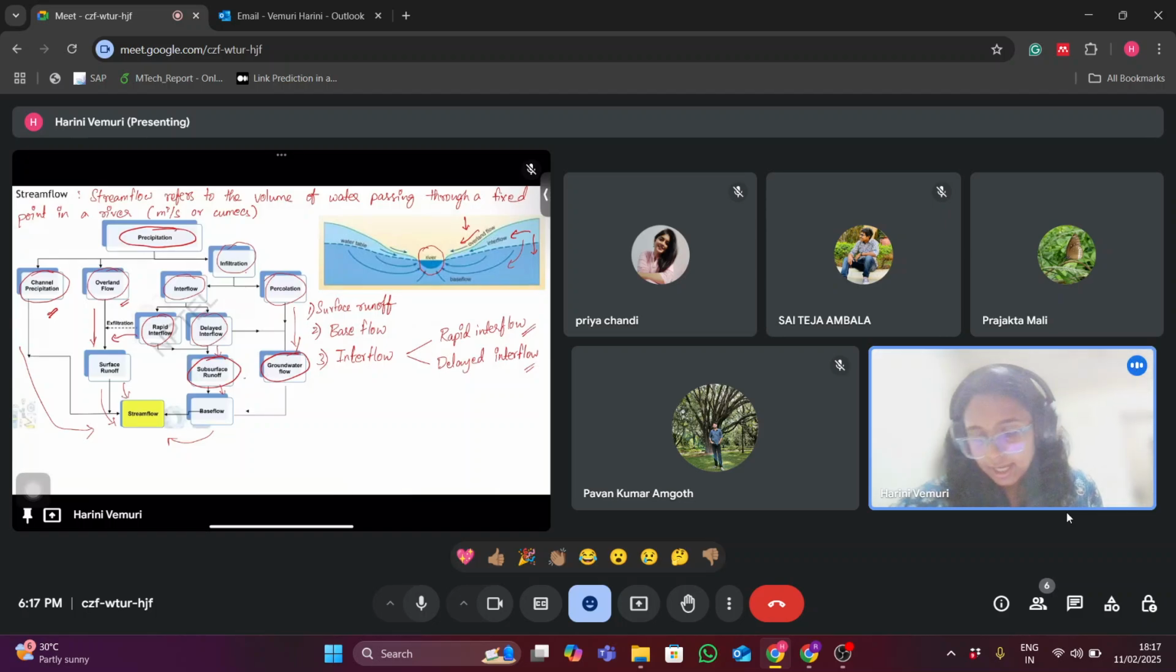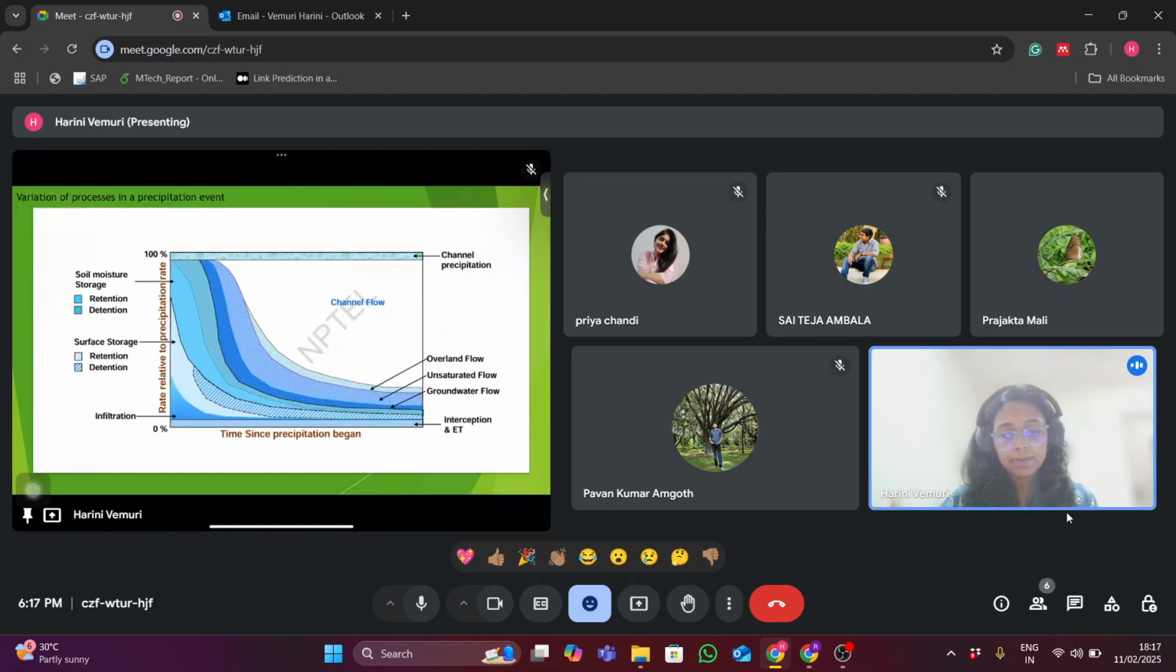Okay, then we have another term called variation of process within the precipitation event. Here we can see that as the duration of time since the precipitation began goes on, we will see how the various processes within the hydrological cycle are changing. Initially, whatever precipitation has occurred in the channel will be 100% contributing to the stream flow, right? So this rate will be constant throughout the time period.